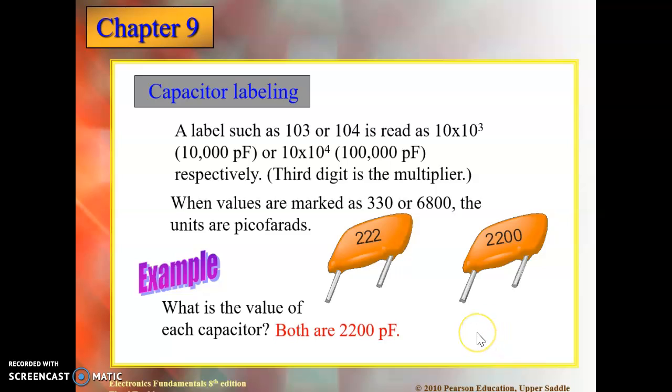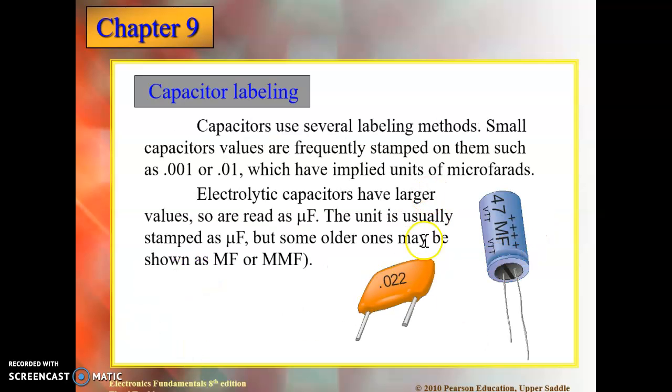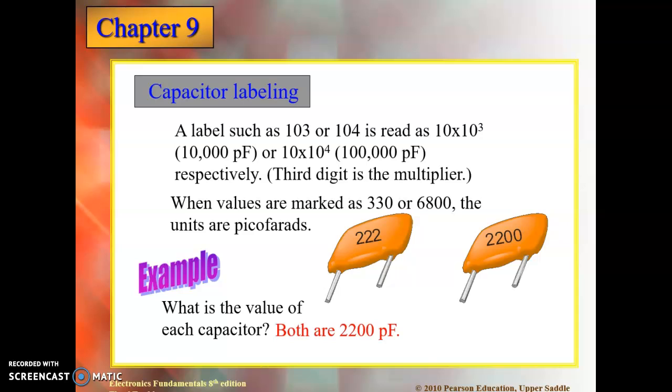Let's continue with capacitor labeling. In the previous slide, we discussed that if we have a number to the right of the decimal, we read that as microfarads. And for electrolytic capacitors, MF means microfarads as well. This one is a different type of labeling for capacitors.